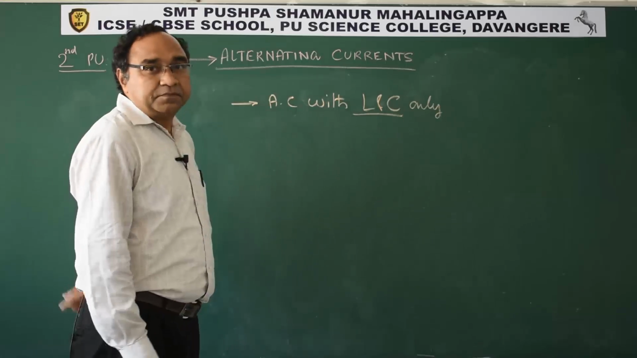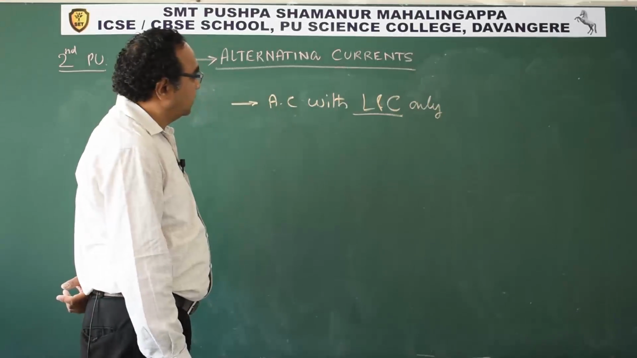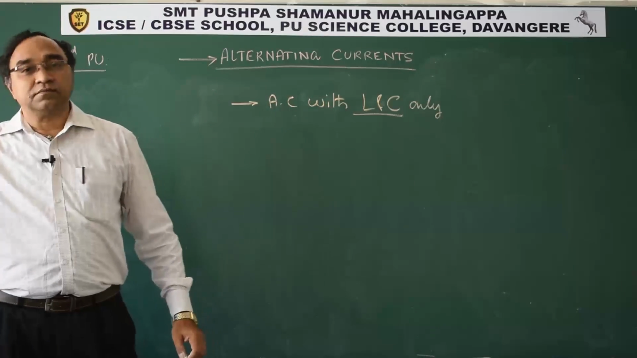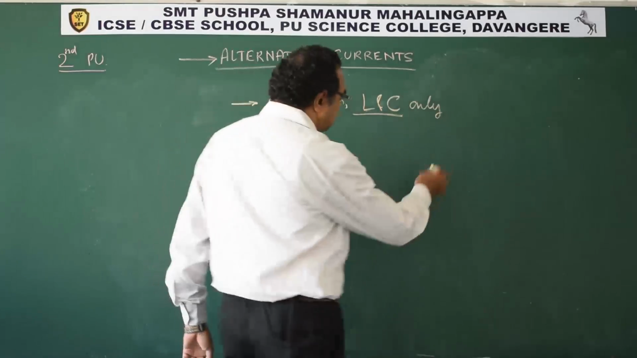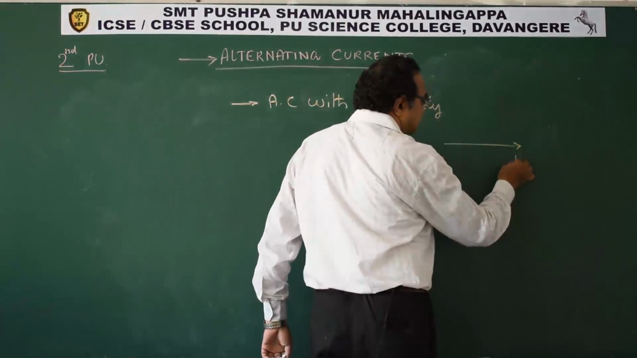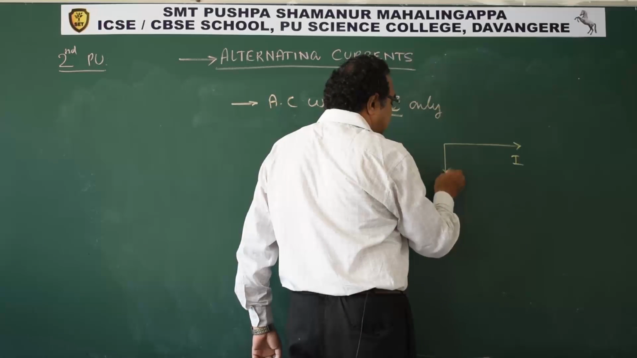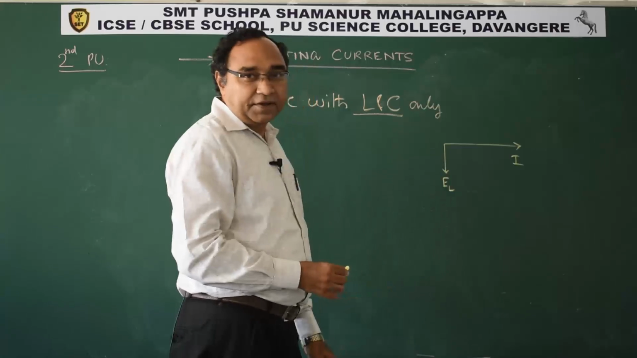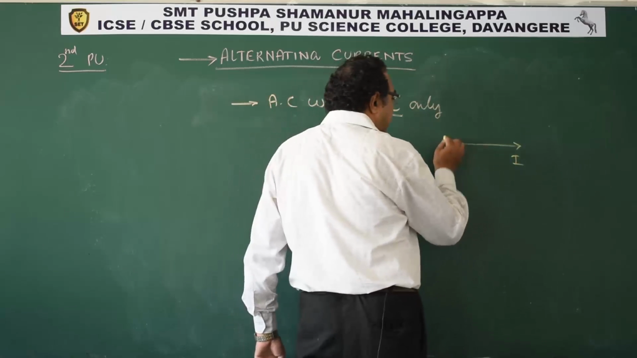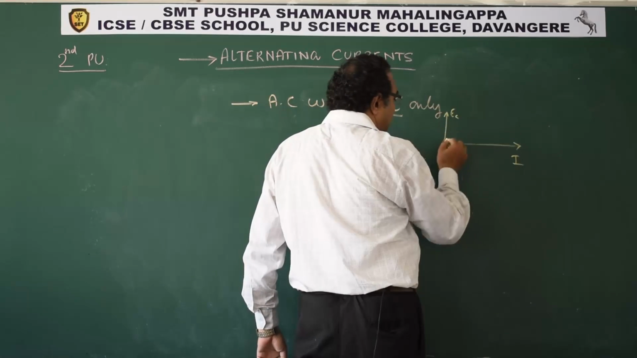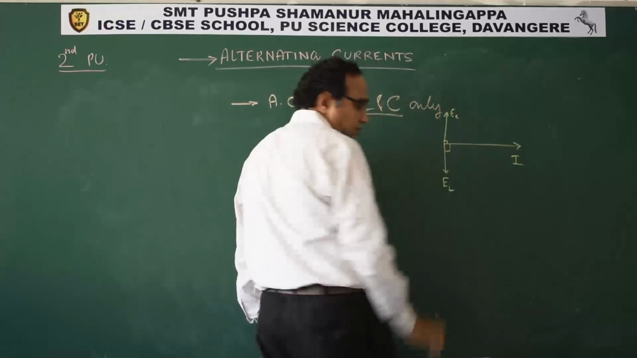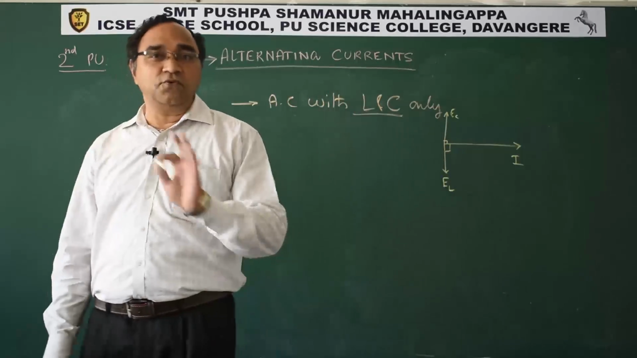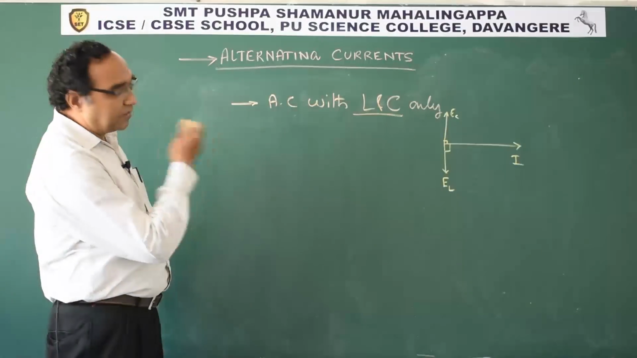L and C. Correct. What is the phasor relationship between current and, let us say, EL? We have 90 degree. What can you say about C? 90 degree. Correct? Is there an R here? There is no R. Now tell me what will happen.